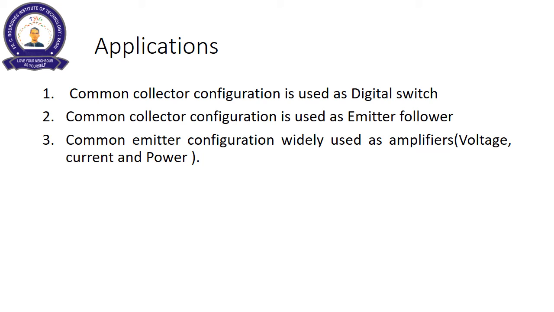The common collector configuration is also used as an emitter follower, as we see that almost the emitter current is equal to the collector current. We say that the collector follows the emitter, and it can work as an emitter follower. Thirdly, the common emitter configuration is widely used for voltage and current as well as power amplifiers. So, thank you.